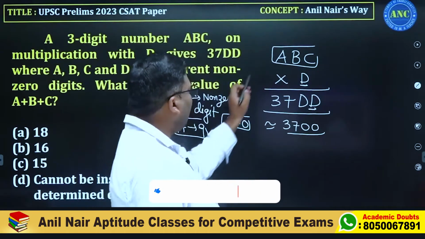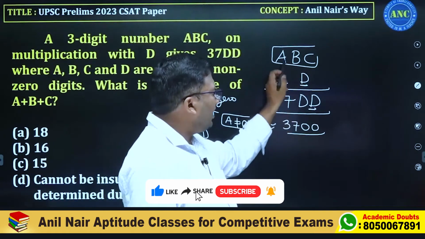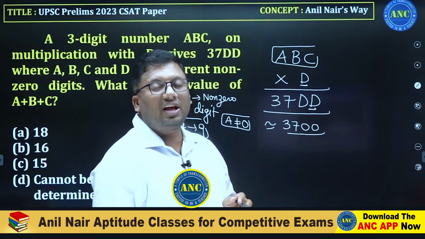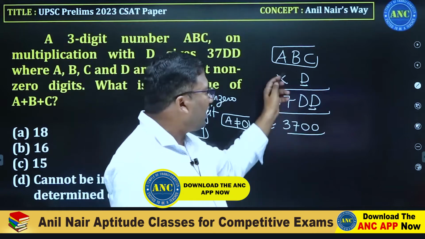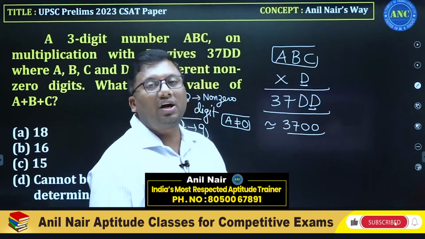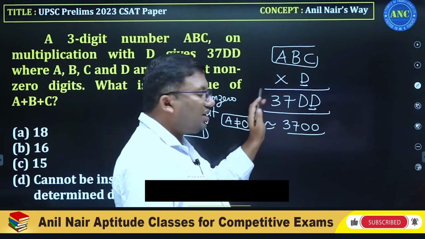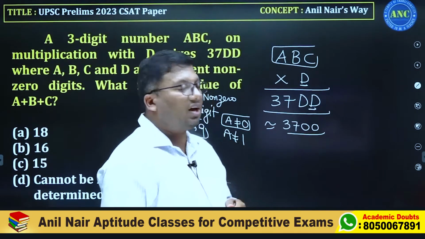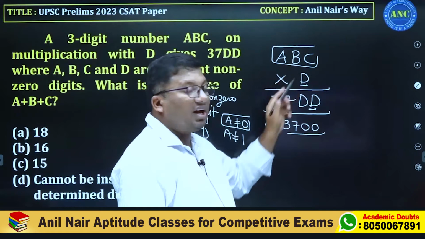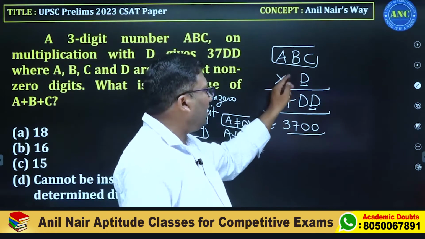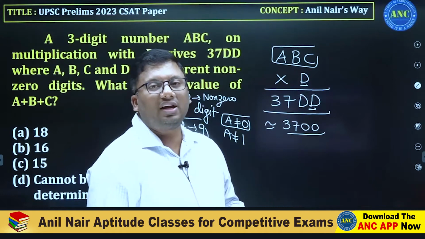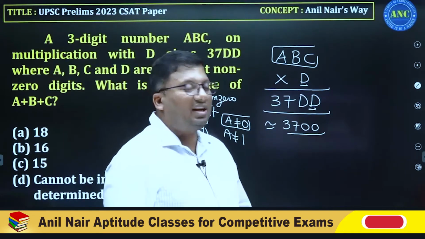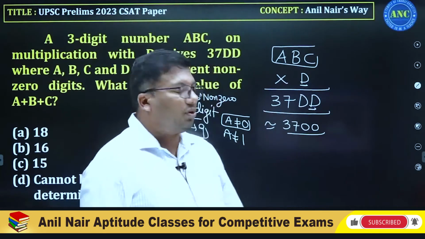First point over. Why can A not be 1? If A is 1, then B and C are at most 199. 199 into D, with D maximum 9, is 199 into 9. Make 199 as 200, and 200 into 9 is 1800, but I require close to 3700. So A cannot be 1.